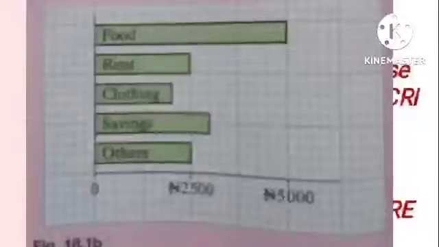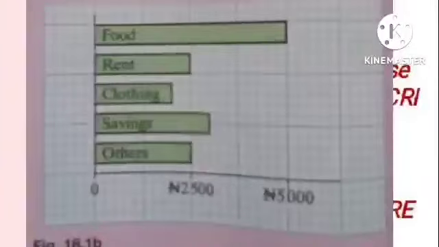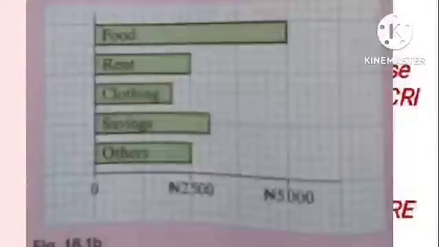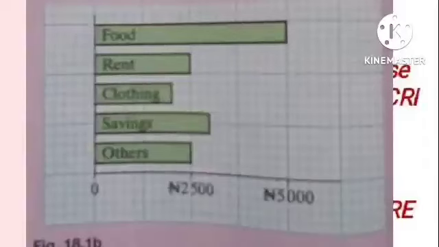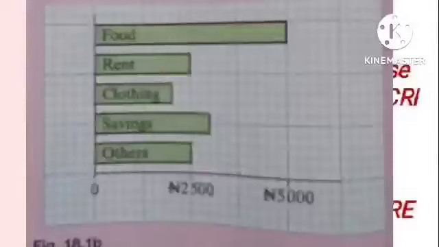If you are good at recognizing patterns, you will notice that this second one is still the same as the first one, only that in this case the rectangles are horizontal. In the first case we had vertical rectangles, but in this case we have horizontal rectangles. No matter what orientation your rectangles have, they are still bar charts. So you can have either a vertical or horizontal bar chart. But as you can see here, the horizontal length is still proportional to the quantity it measures. On the horizontal scale we have the scale of 2,500 naira and 5,000 naira. This is the magnitude being represented, and this is how to draw a bar chart.